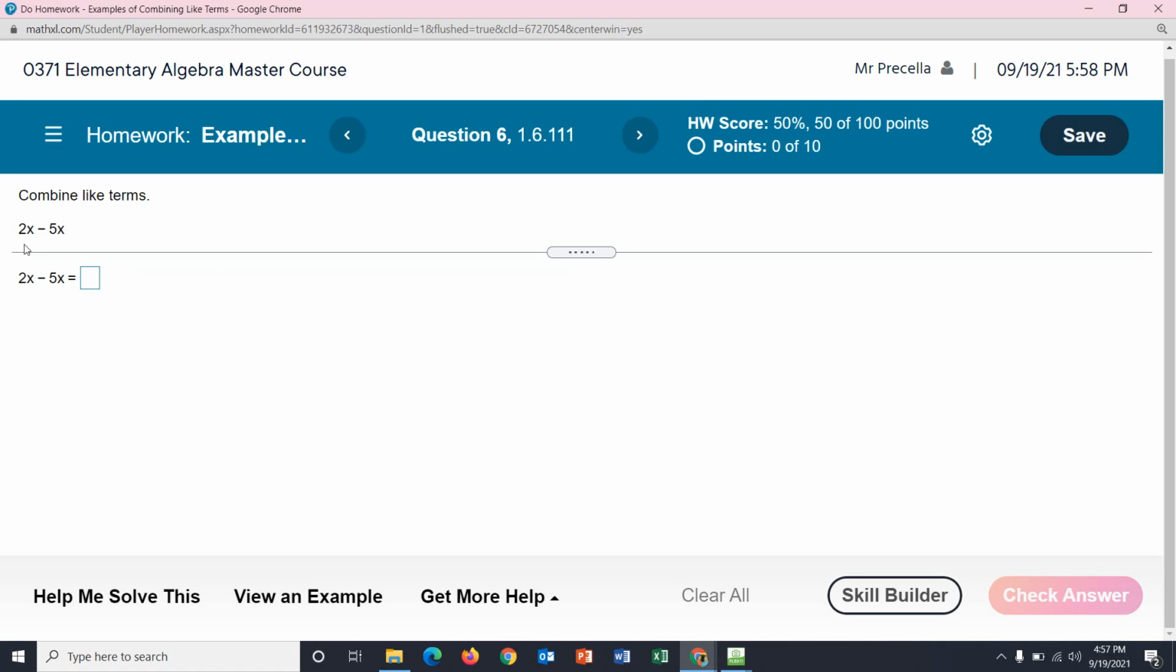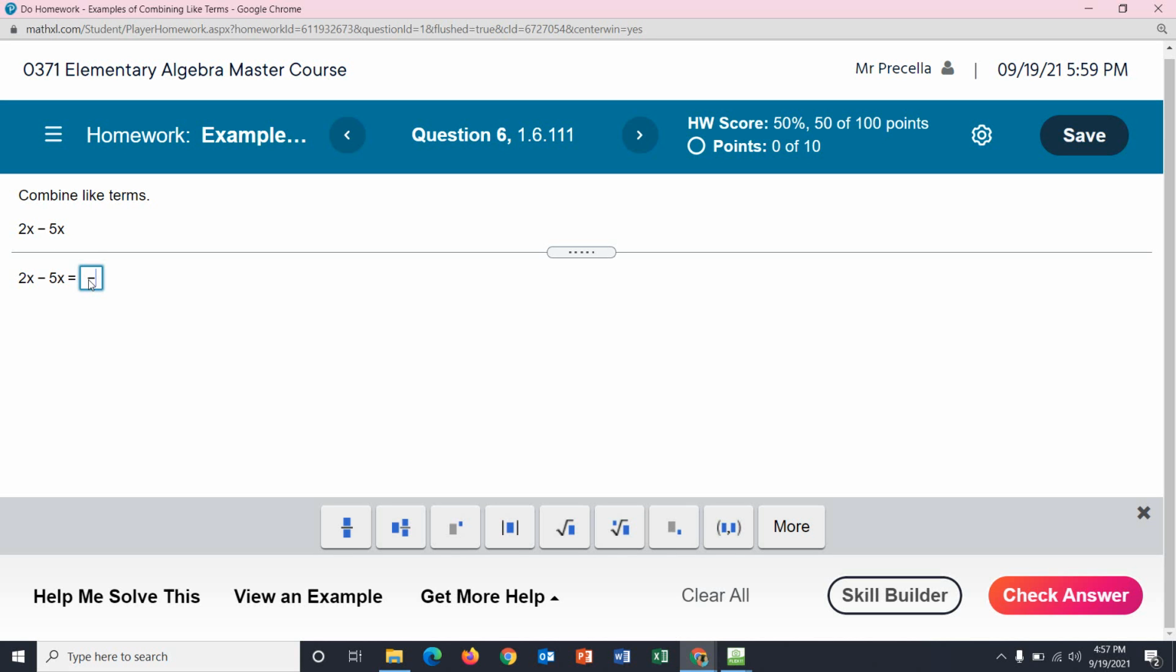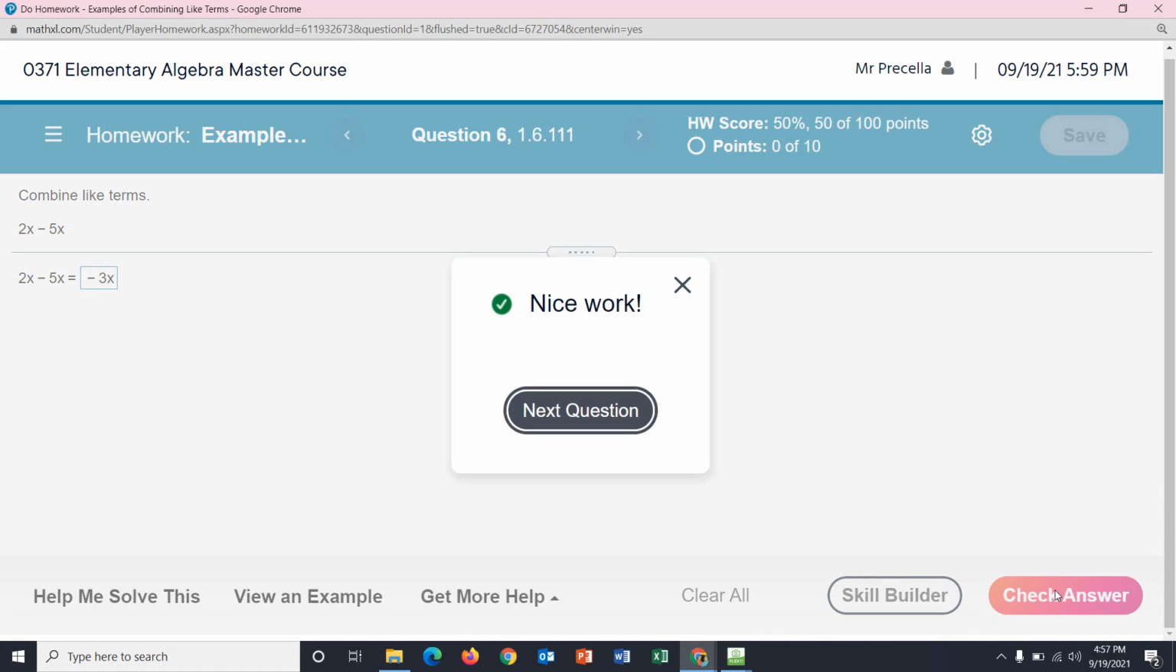Here, 2x minus 5x. Remember how to subtract? 2 minus 5 would be the same as 2 plus a negative 5. That would be a negative 3x. Okay? 2 minus 5 is negative 3. And attach the x. Don't forget to put the variable.